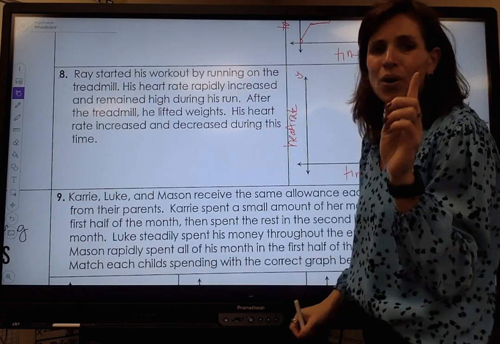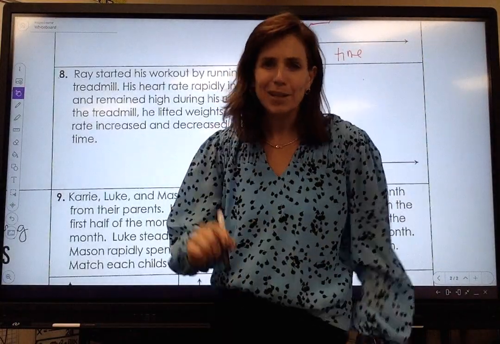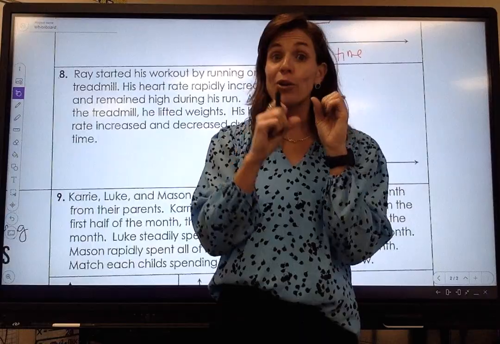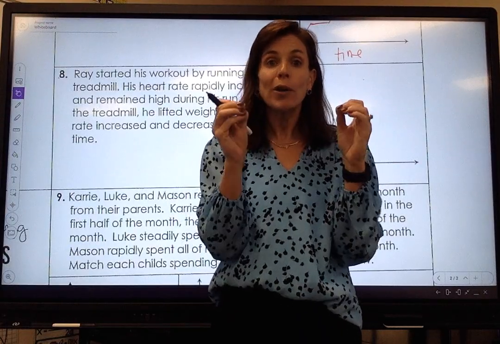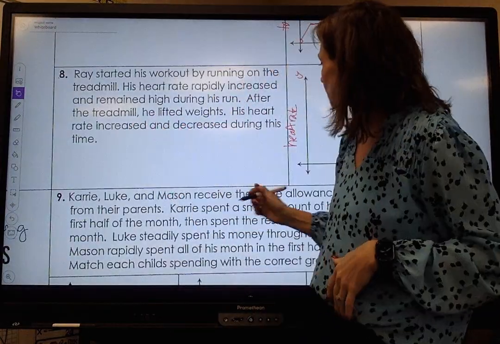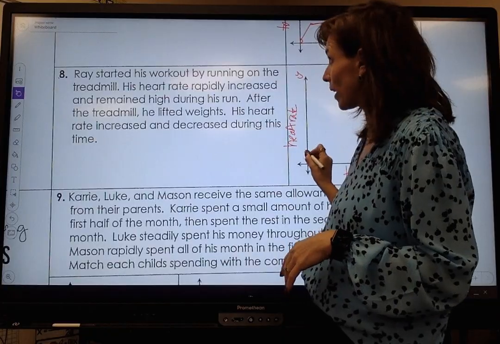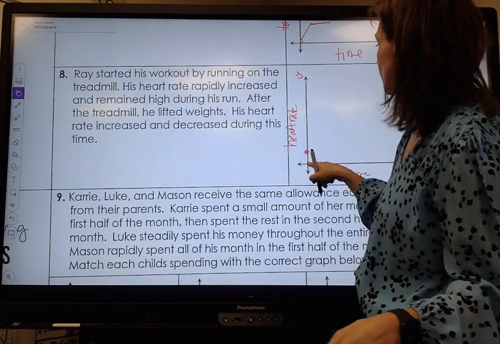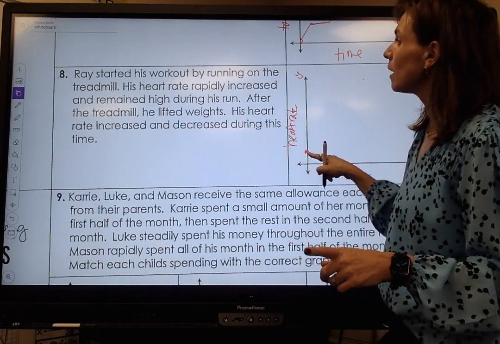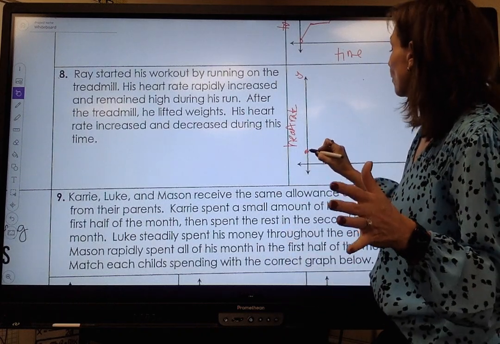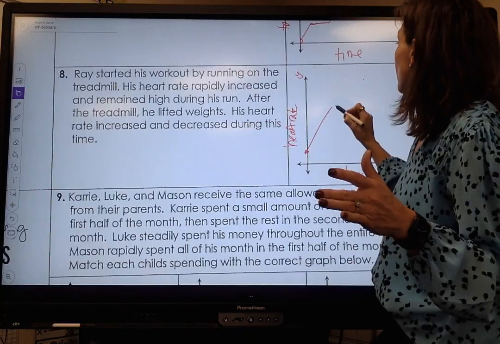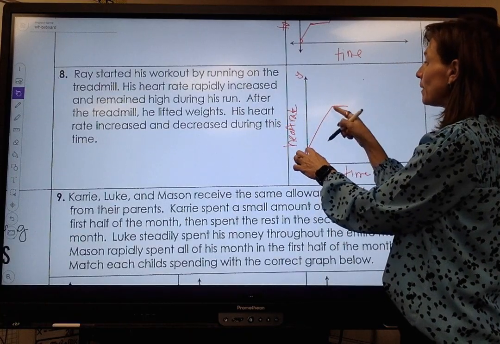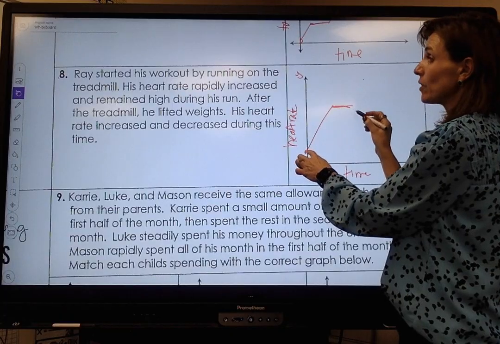Now, let's talk about Ray's heart rate. If your body is alive, your heart rate's not 0. Your heart rate is probably around 60 beats per minute. So I'm going to start Ray right here. Okay, that's where Ray's going to start. He's not dead. He's not 0. Then his heart rate rapidly increases, and it's going to remain high during his run.